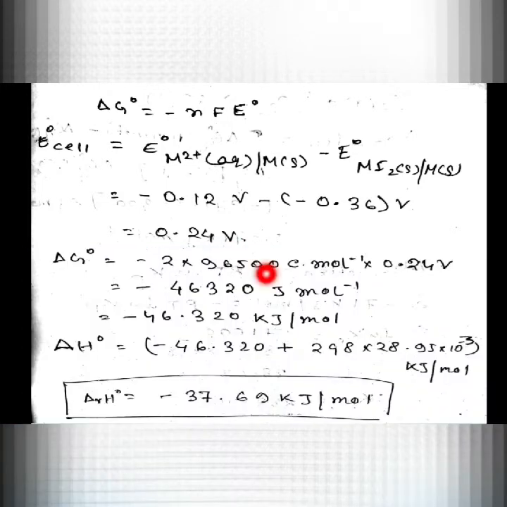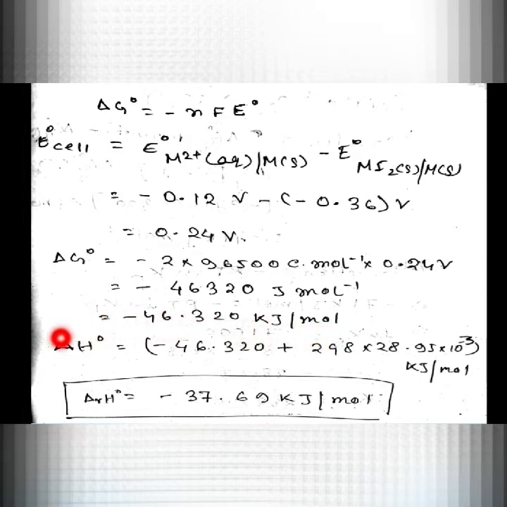Now from that we can calculate the value of del G0. Del G0 is equal to minus 2 into Faraday constant into 0.24 volt, and from that we can get the del G0 value, which is equal to 46.32 kilojoule per mole.